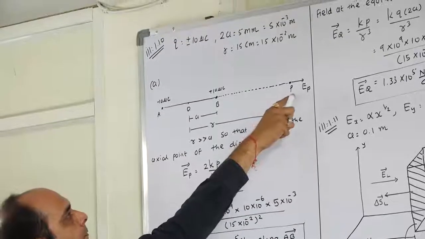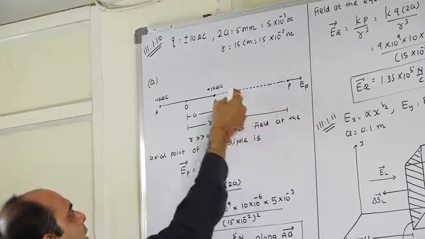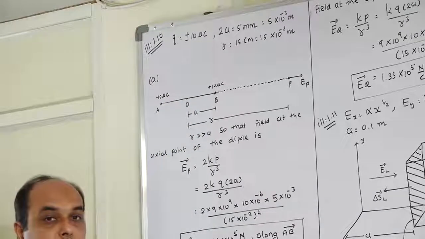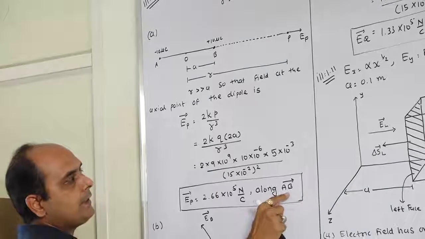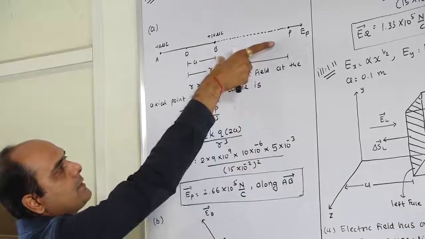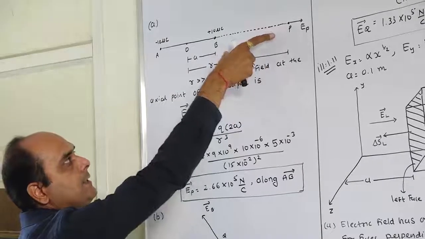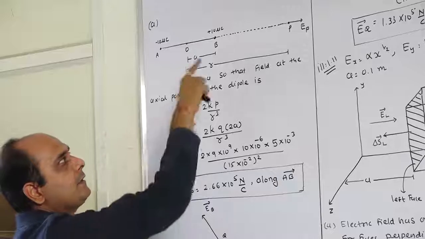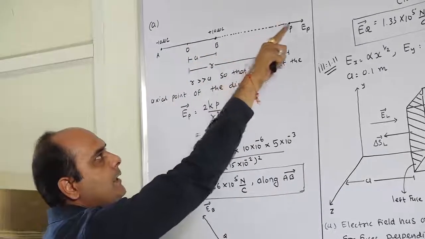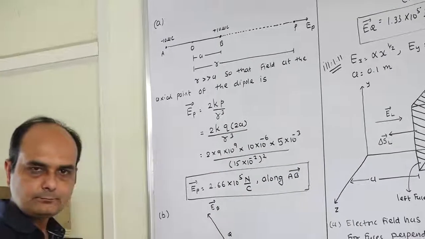Student, this is point P. Due to this positive charge the field is outwards, and due to this negative charge it is in the inverse direction. The resultant electric field will act along which direction? Along vector OB. Because this distance is less and this distance is large: less distance, more electric field; large distance, less electric field. Therefore the resultant electric field will be acting towards the right side, along AB.